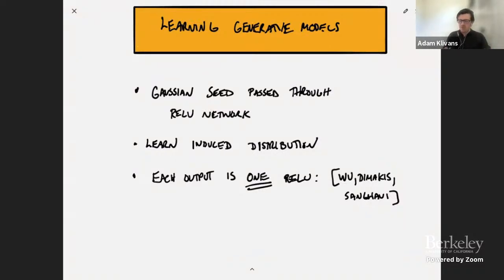The only result along these lines that I know of is by Wu, Daskalakis, and Sanjabi. There they show that if you have a generative model that takes a Gaussian seed, and each output is literally the output of just one ReLU activation, so they could be different ReLU activations, but each output bit is the output of a ReLU, then you can learn the weight matrix up to rotations.